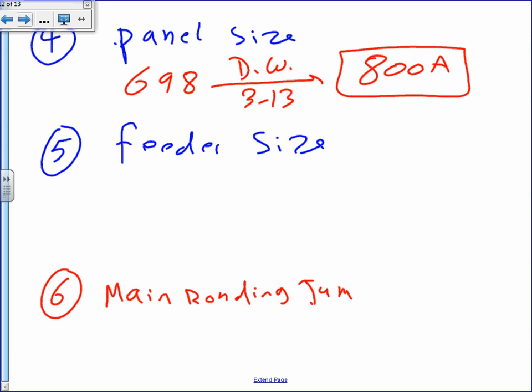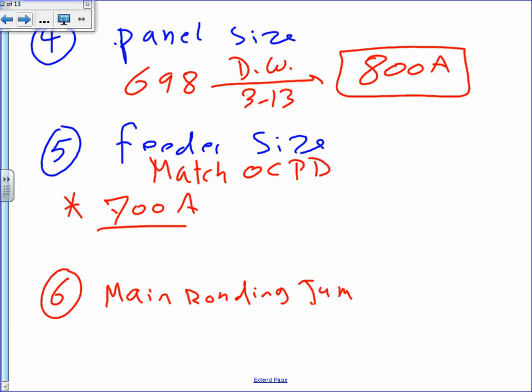Okay, so where are we here? We're at the panel size, feeder size. For feeders, we always say match the overcurrent protection device. You can't go wrong by matching the overcurrent protection device. So my overcurrent protection device is 700. I don't know about you guys, but 700 is a lot of amps to carry in one feeder. So I'm going to go parallel 2. Would it hurt anybody's feelings if we cut it by 2? So that will give me 350 amps, right?